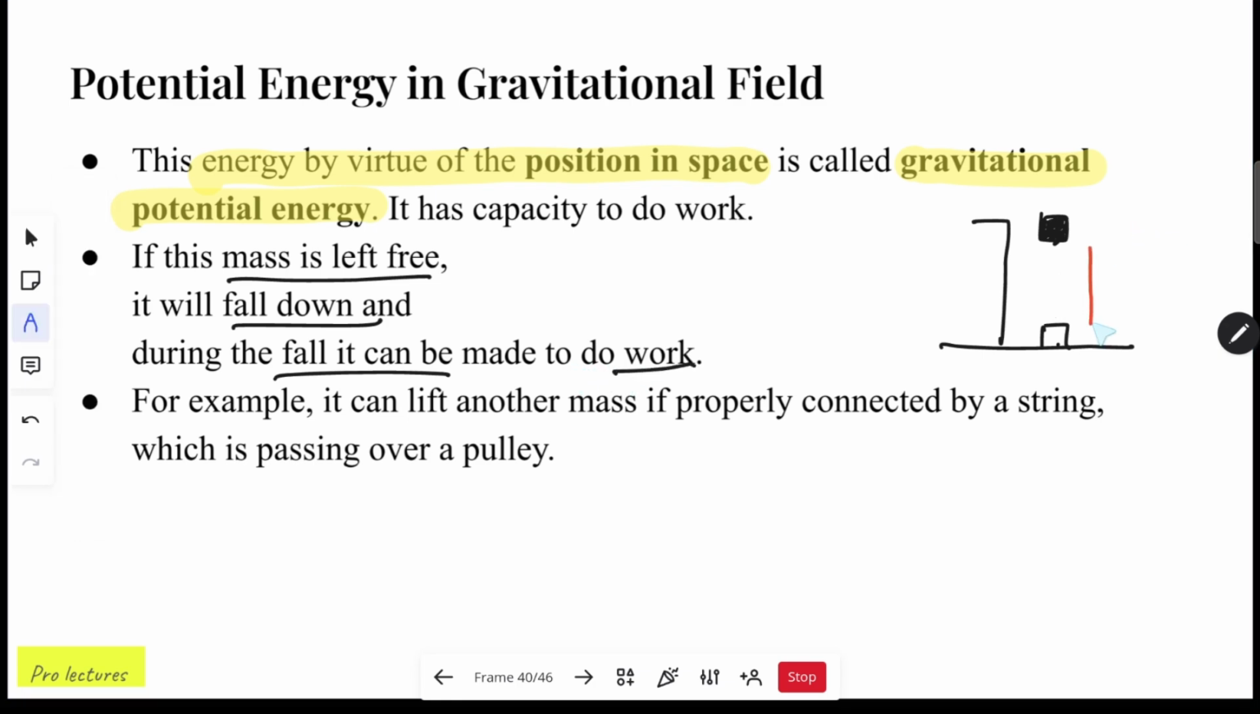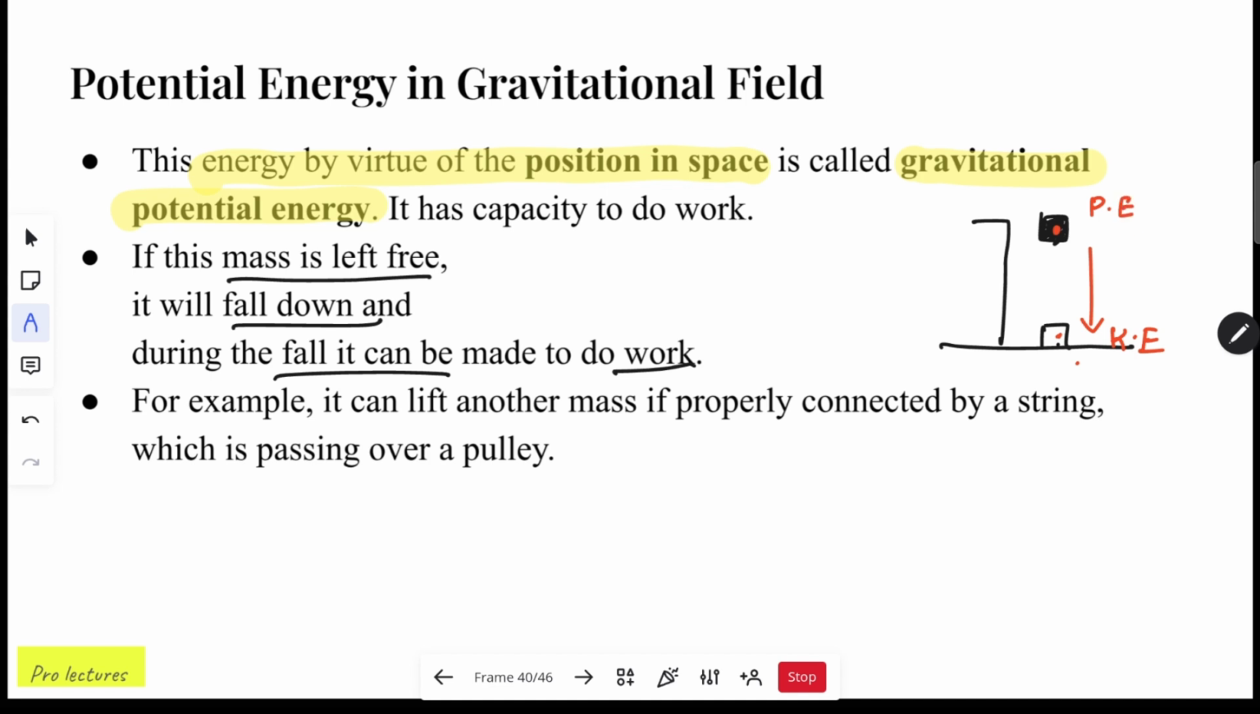When it is falling, due to the motion, this object has some kinetic energy. But at the same time, after you lifted it up here, because of its position in space, it has some energy to do work. That energy is called potential energy.